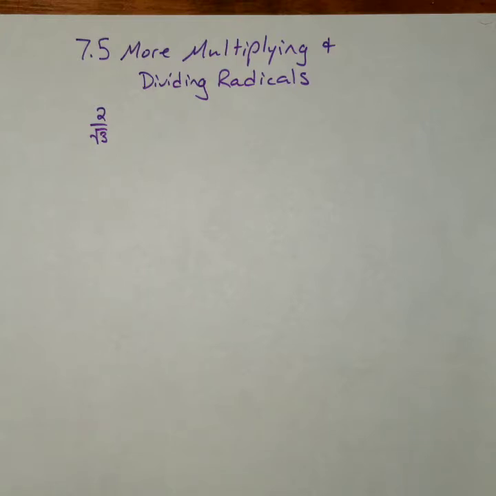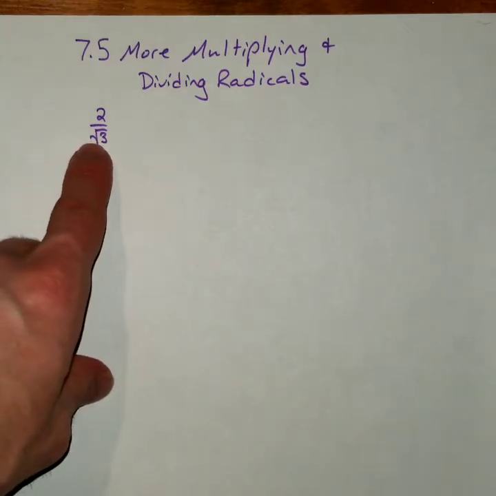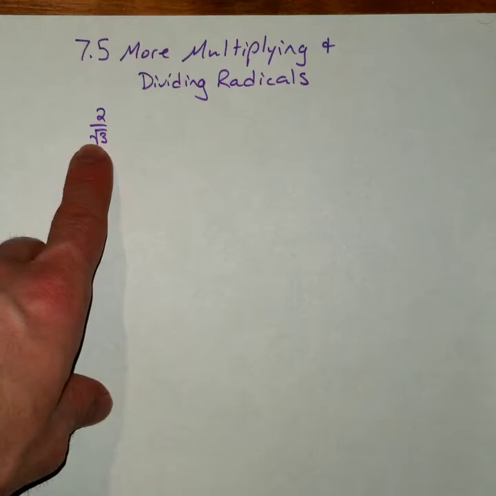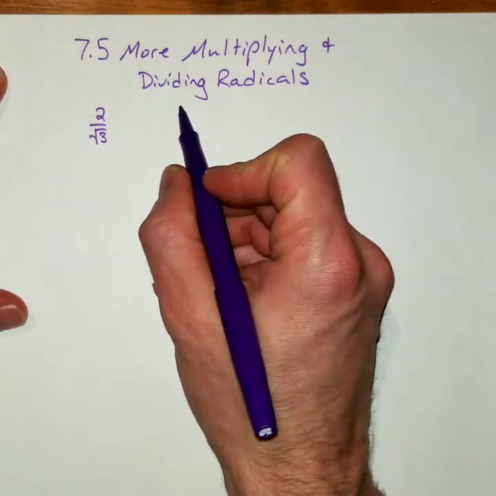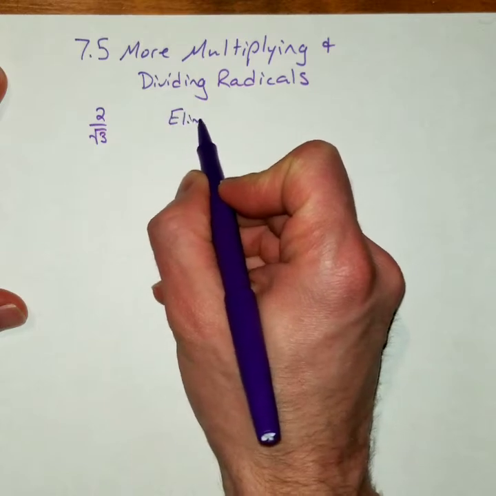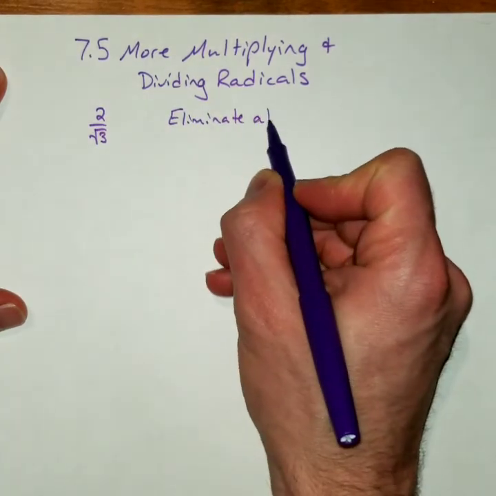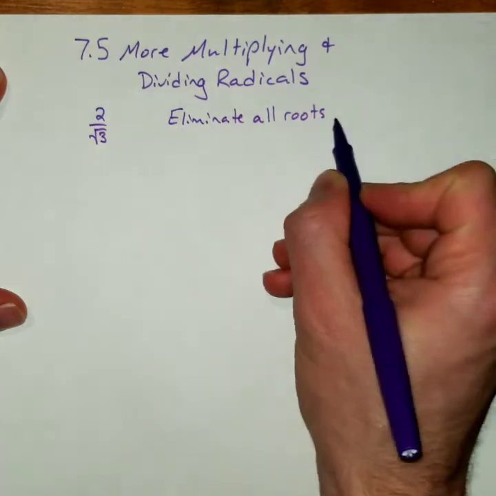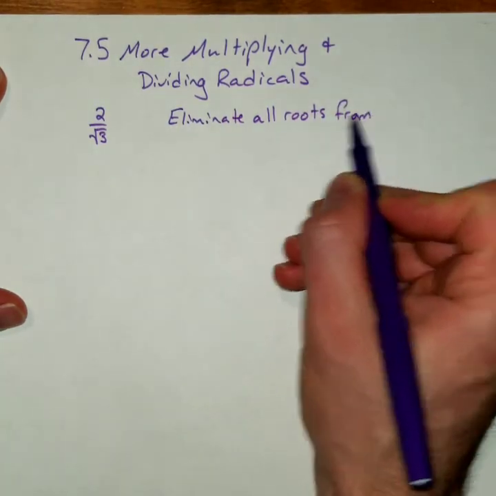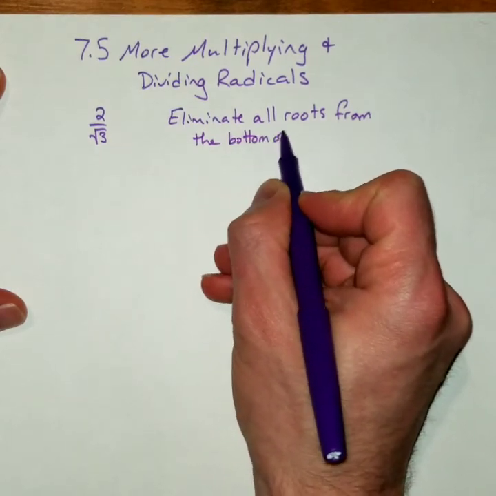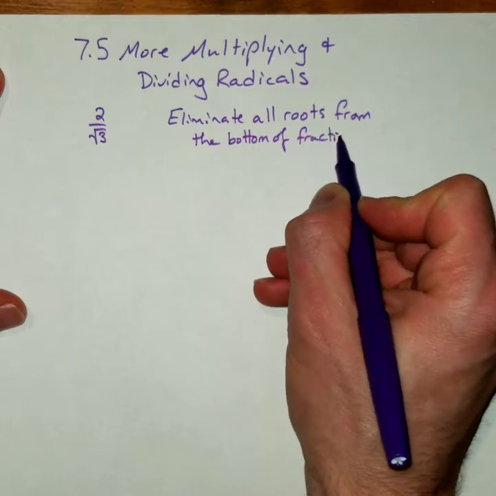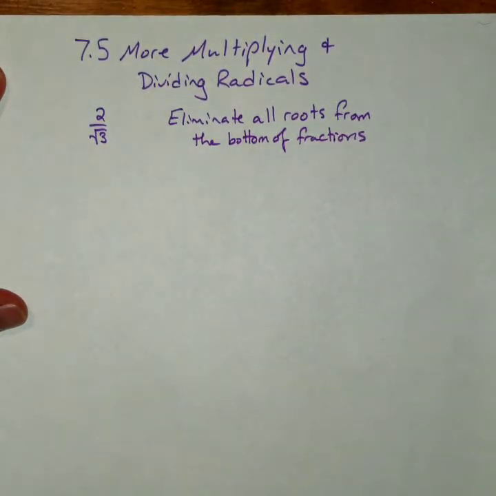Instead, the goal of this is not necessarily to divide them, but to get rid of the square root from the bottom. Okay, and so that's our main goal in most of these problems, is to eliminate, let me write this up here, all roots from the bottom of fractions. Okay, that's essentially how we're going to work with division.